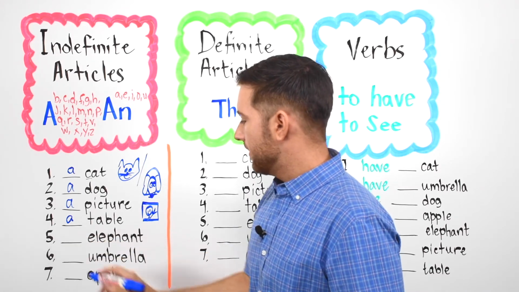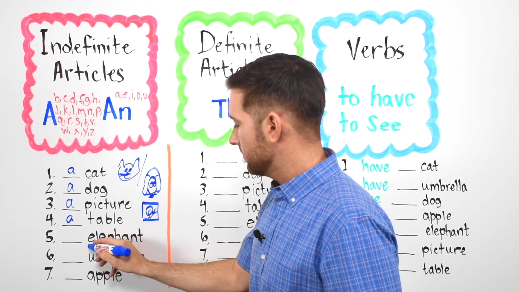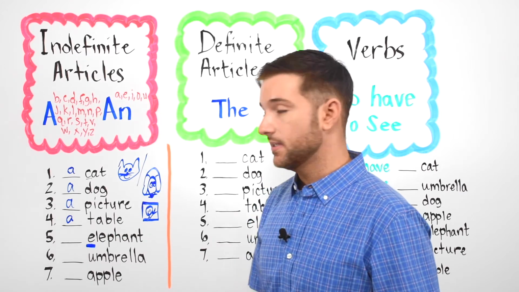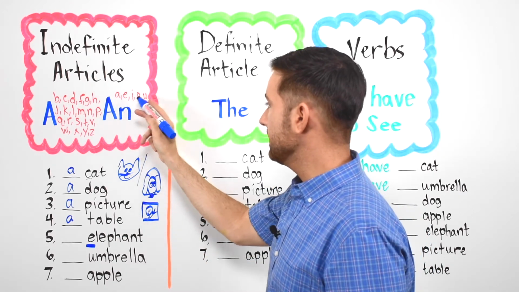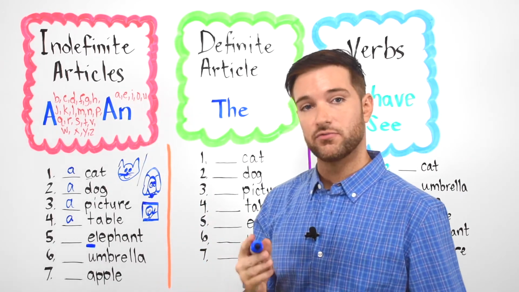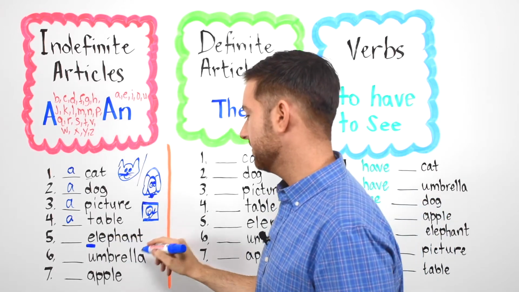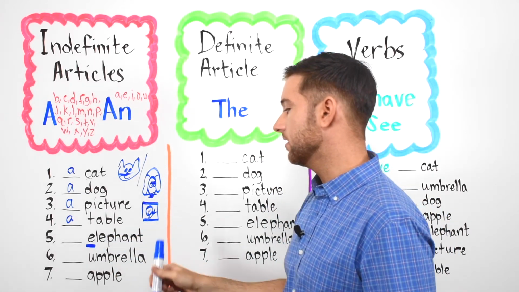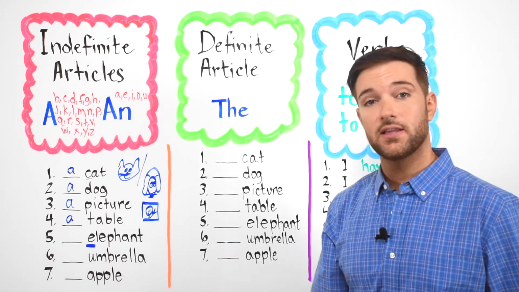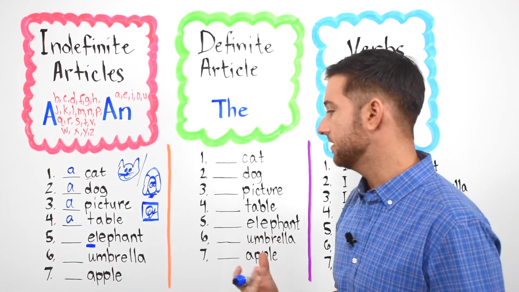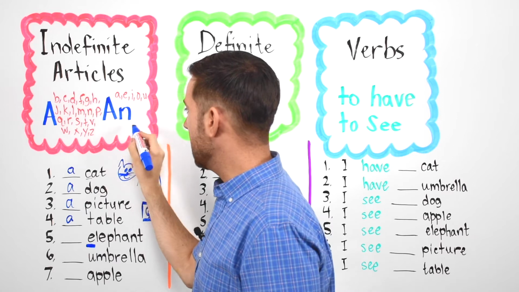Next we have number 5, which begins, this noun in this case begins with a vowel. A, E, I, O, U are vowels, remember. So we have elephant. An elephant is the largest mammal that lives on land. They live in Africa, they live in Asia. We're going to say an elephant.